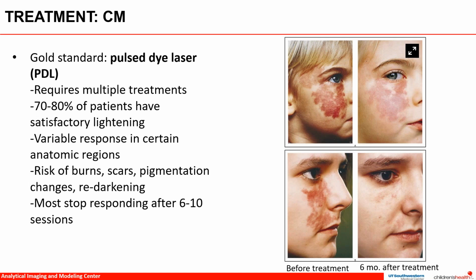Before we discuss RSOM, I'd like to touch on how we treat them. Treatment of capillary malformations should ideally begin early, before the progression to hypertrophic stages. The gold standard for treatment is pulsed dye laser. This treatment, however, only shows a satisfactory diminishment in pigmentation in about 70 to 80% of patients, and usually requires a series of treatments which may take years.